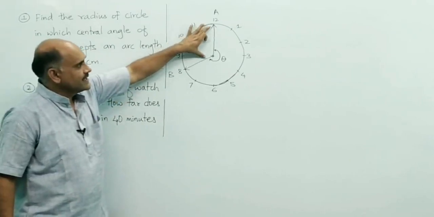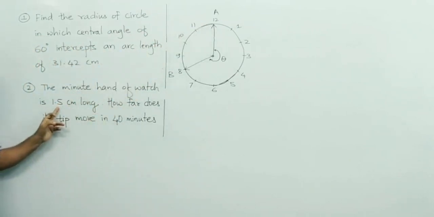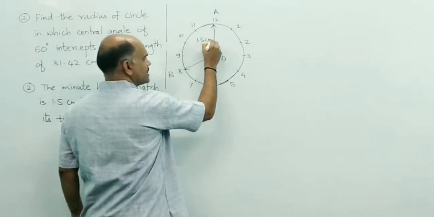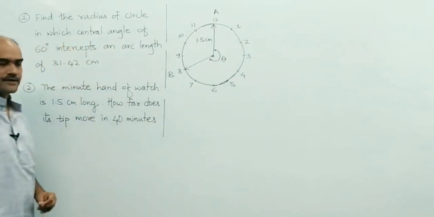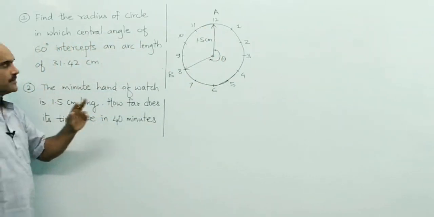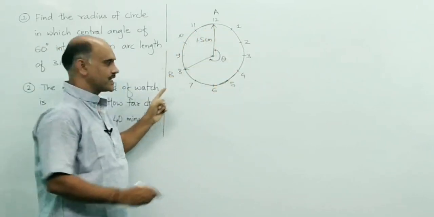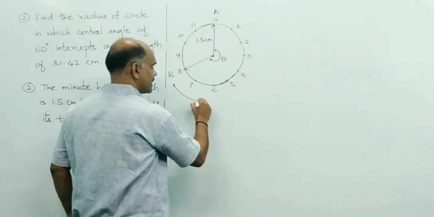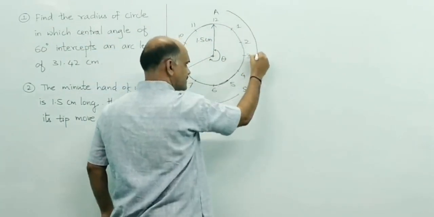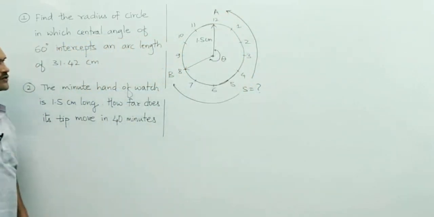Now he has given the length of the minute hand. Length of minute hand is 1.5 centimeters. So this length is 1.5 centimeter, that of the minute hand. How far does the tip move in 40 minutes? So this is the tip. How much of this length it moves he has asked, which means you are required to find how much distance it will cover in 40 minutes.